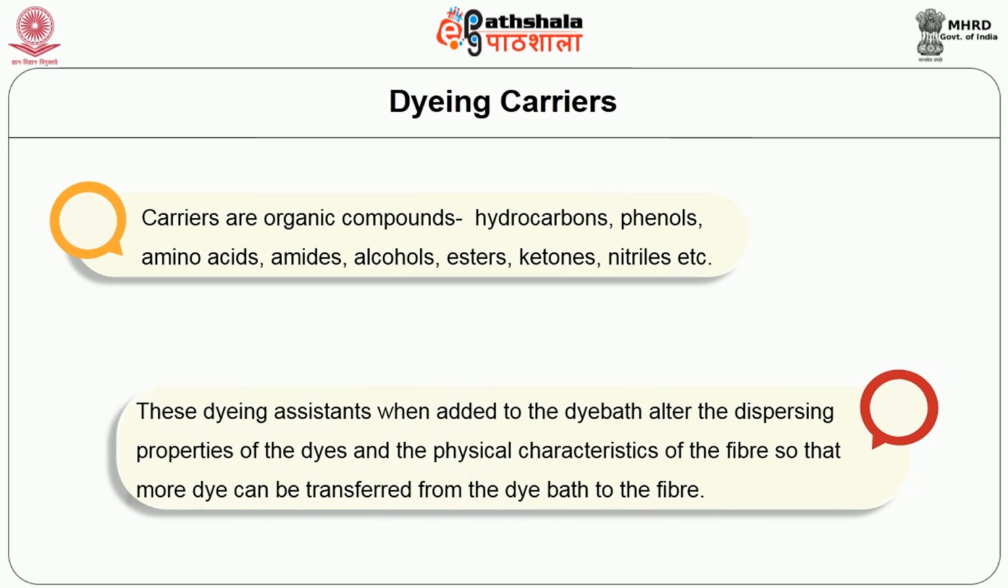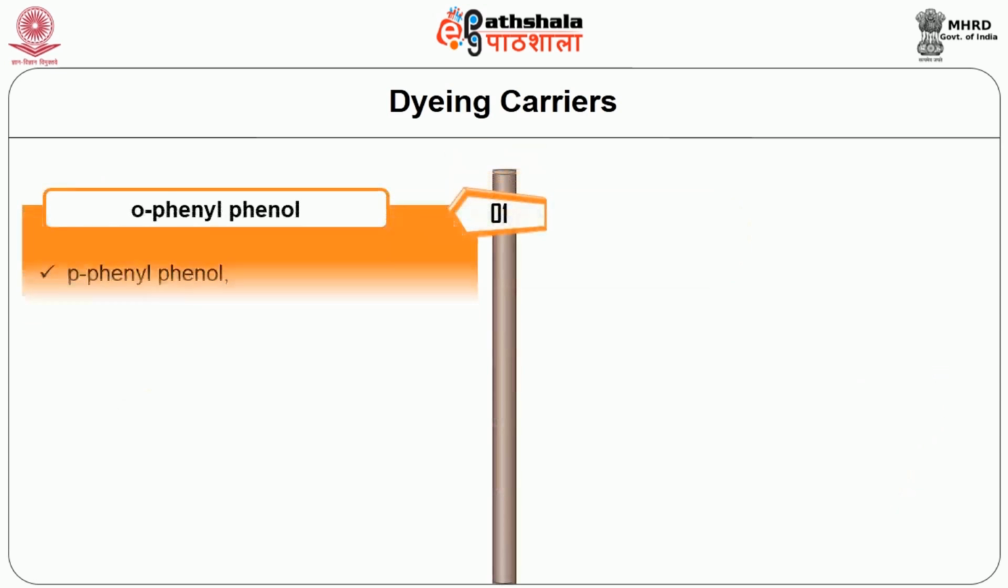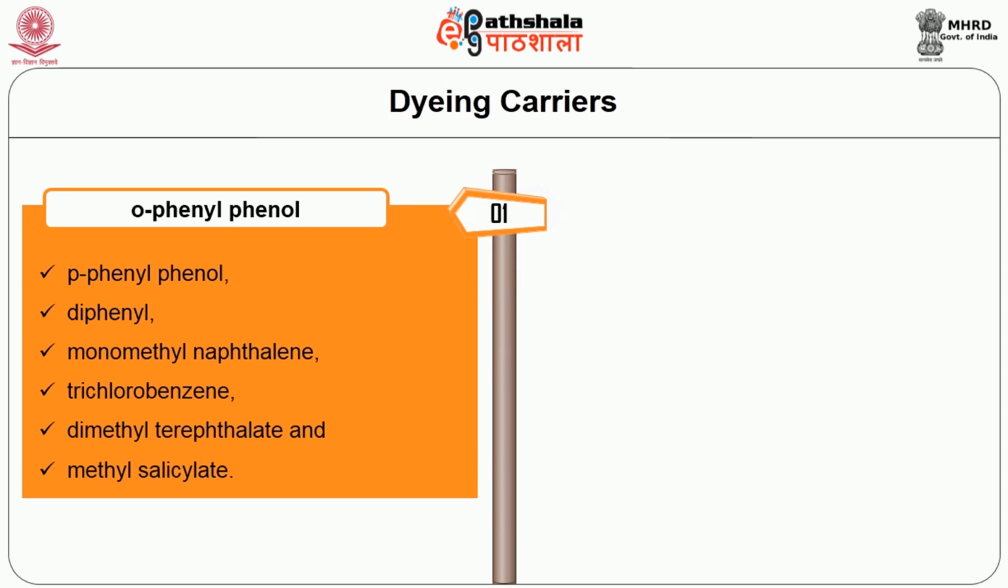These dyeing assistants, when added to the dye bath, alter the dispersing properties of the dyes and the physical characteristics of the fiber so that more dye can be transferred from the dye bath to the fiber. There are a number of carriers commonly used for polyester fibers.